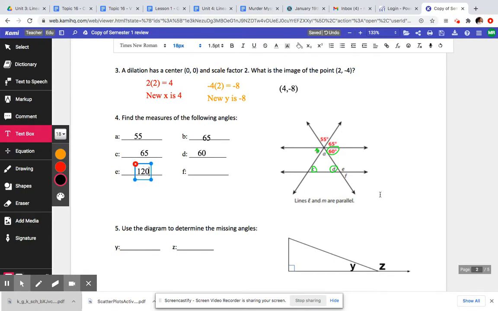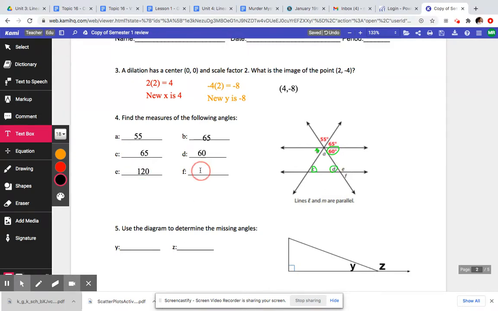And with that, we can also now figure out F, because if you think about alternate interior or vertical angles, 60, which is D, is vertical right across from F. So F will also be 60.